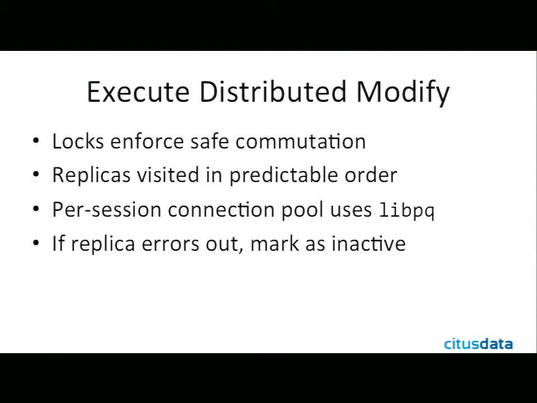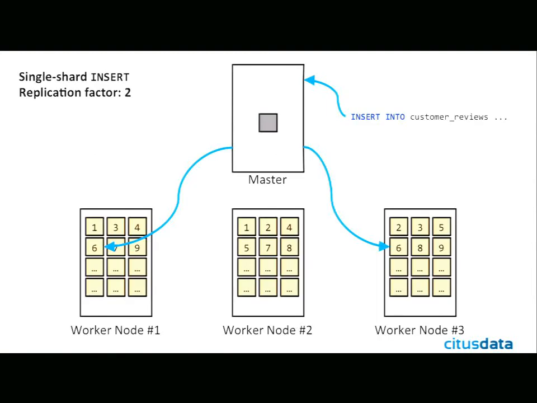PG shard visits replicas in a predictable order. We figured we need to do that in order to enforce constraints properly. If any one of the replica writes succeeds during the modification operation, we consider the query successful. If a write to one of the replicas has failed, the metadata is marked as inactive, and we take care of that later on. I'll show that with an example too.